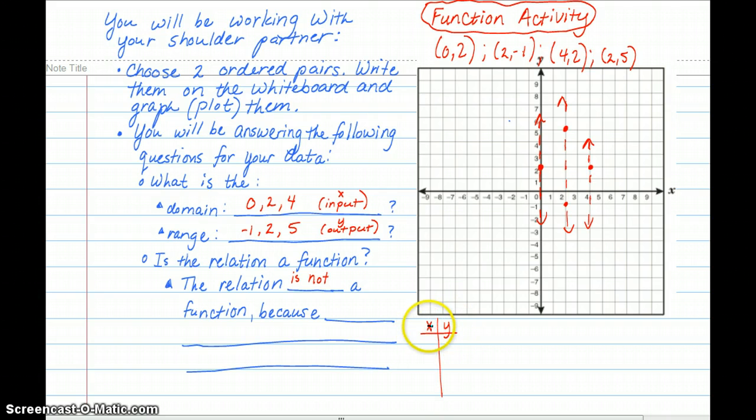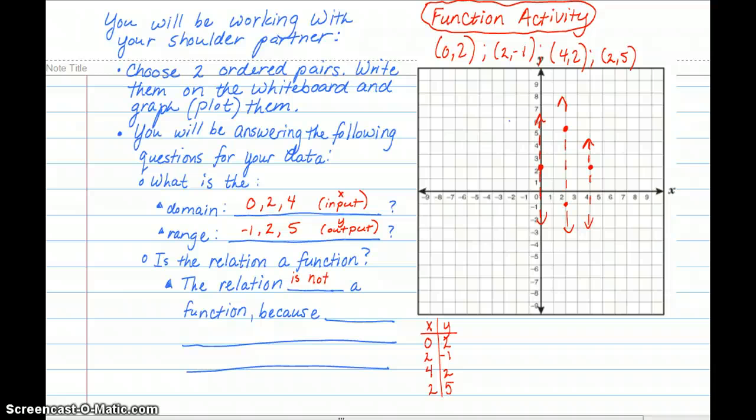And you simply write your ordered pairs: x coordinate 0, output, or y coordinate 2; x coordinate 2, y coordinate -1; x coordinate 4, y coordinate 2; and on the final ordered pair, x coordinate 2 and y coordinate 5. Go ahead and pause right now, get that written down on your own piece of paper for your own problem, and then restart the video again if you were an absent student.